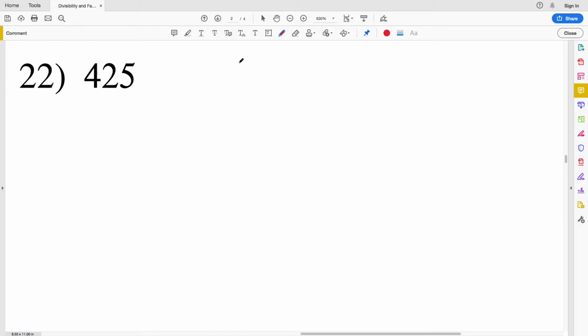And number 22, it doesn't end in 0, so it's not divisible by 10. However, it is divisible by 5. Now let's check if it's even, which is easy to tell because it ends in an odd number and therefore is not divisible by 2. Next, let's check if it's divisible by 3, because we've already eliminated 6 since it's not divisible by 2. And if it's not divisible by 3, it's also not divisible by 9.